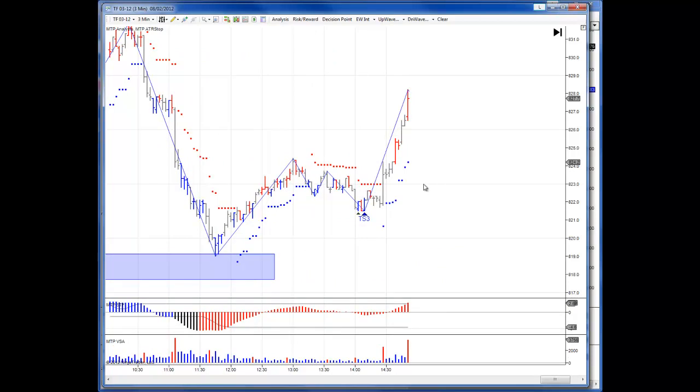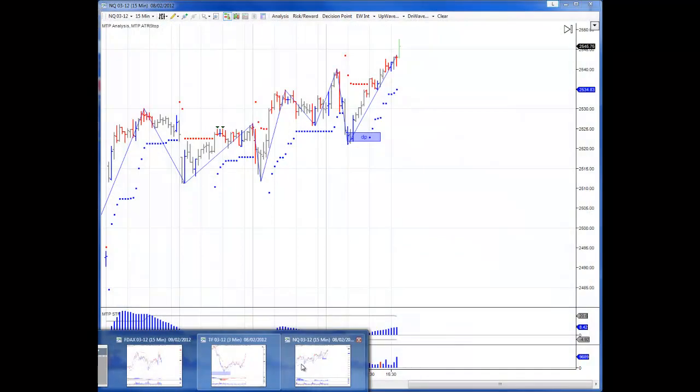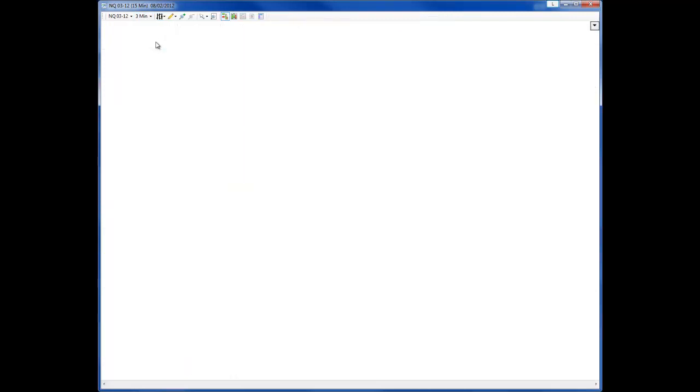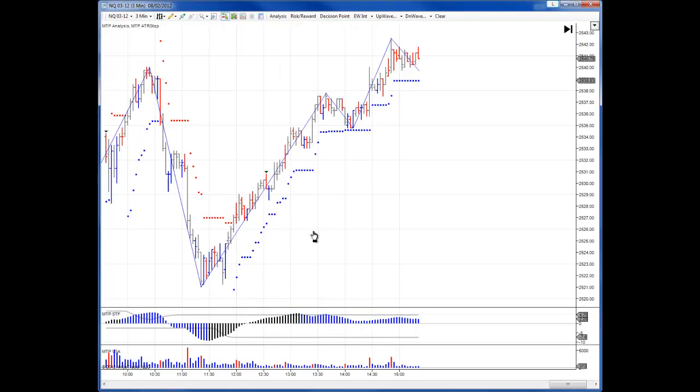But what I want to look at is what does that mean for us on a Holy Grail trade setup. Actually, before I do that, I'll just go back to the ES on a 3-minute chart. We'll just see if there's any setups on the NQ first. Yes, there were.